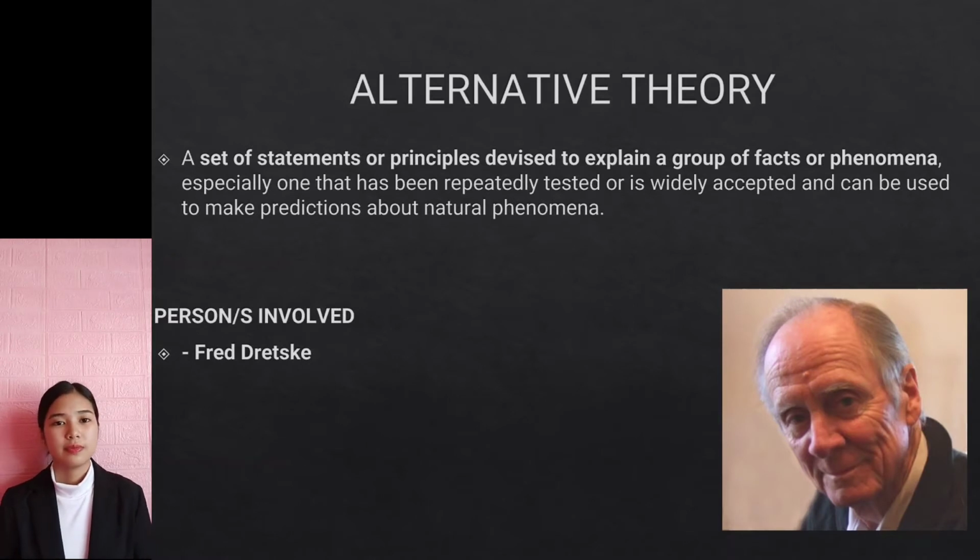Alternative theory. It is a set of statements or principles devised to explain a group of facts or phenomena, especially one that has been repeatedly tested or widely accepted and can be used to make predictions about natural phenomena. Example here is the alternative theory that the brain is left unchanged after the night's sleep is unacceptable on its face. So for its part, the defense may present an alternative theory of the effects associated with the crime. So person involved here is Fred Dretske.